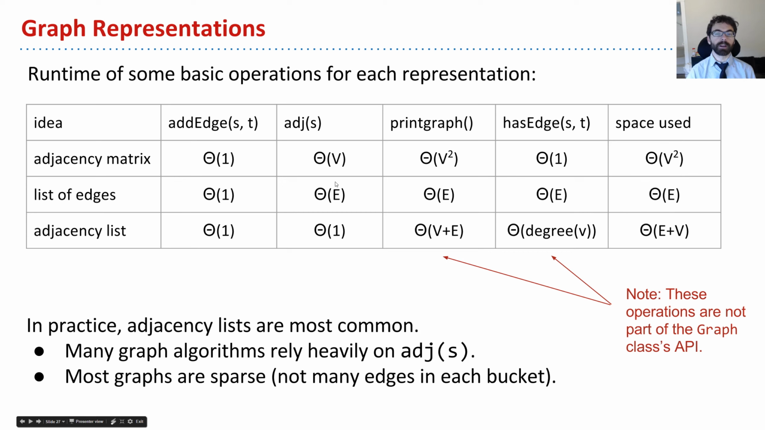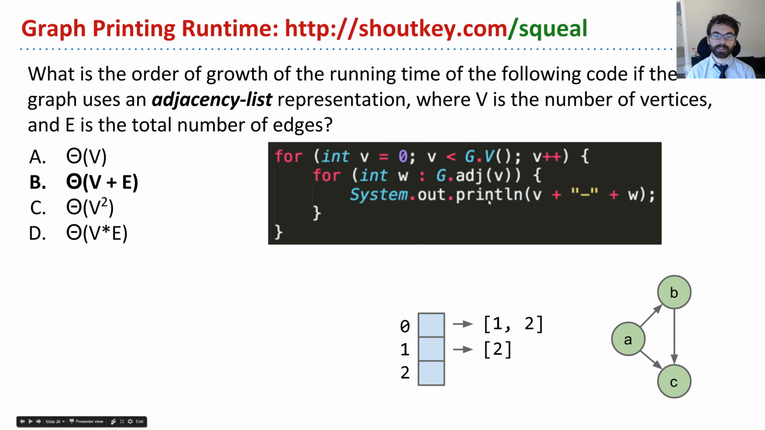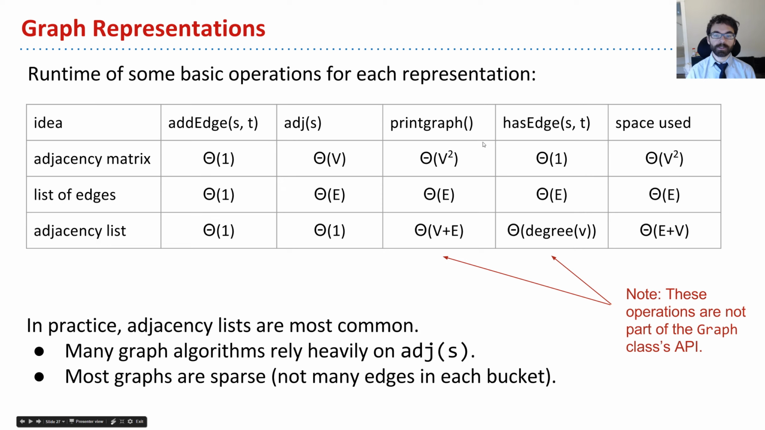This is one you'd have to think about a little more on your own. So this is non-obvious, but if you think about it, it's the natural answer. These are core pieces of the Graph API, but we can also consider other operations we might add. So we might write another class that tries to, for example, print out the graph, like this code. So print graph we just showed would be theta V squared for an adjacency matrix. It'd be V plus E for an adjacency list, as we saw on the previous slide, and it would just be theta E for the list of edges representation.